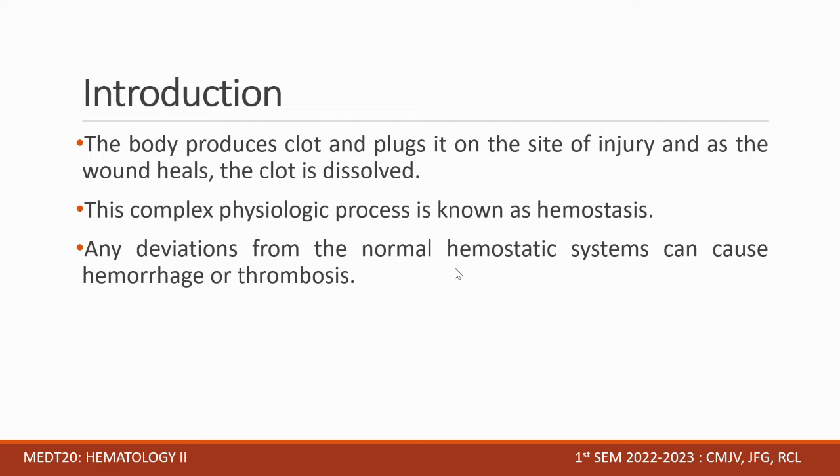So our body produces clots and plugs on the site of injury, and as the wound heals, the clot is dissolved. This complex physiological process is known as hemostasis. Hemostasis basically is the balance of our body in producing clots and dissolving them. Any deviations from the normal hemostatic system can cause hemorrhage or excessive bleeding, or thrombosis or excessive blood clots naman.